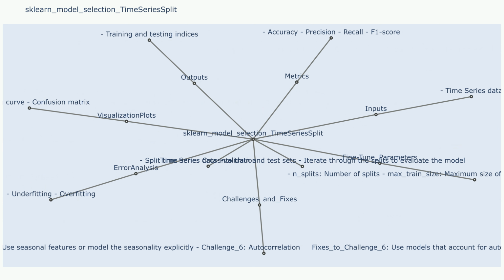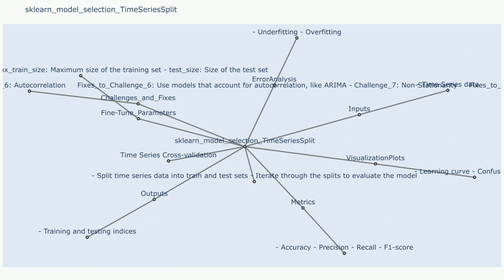Steps: the data is divided into consecutive folds based on the n_splits parameter. For each split, the first max_train_size data points are assigned to the training set. The remaining data points are assigned to the test set.